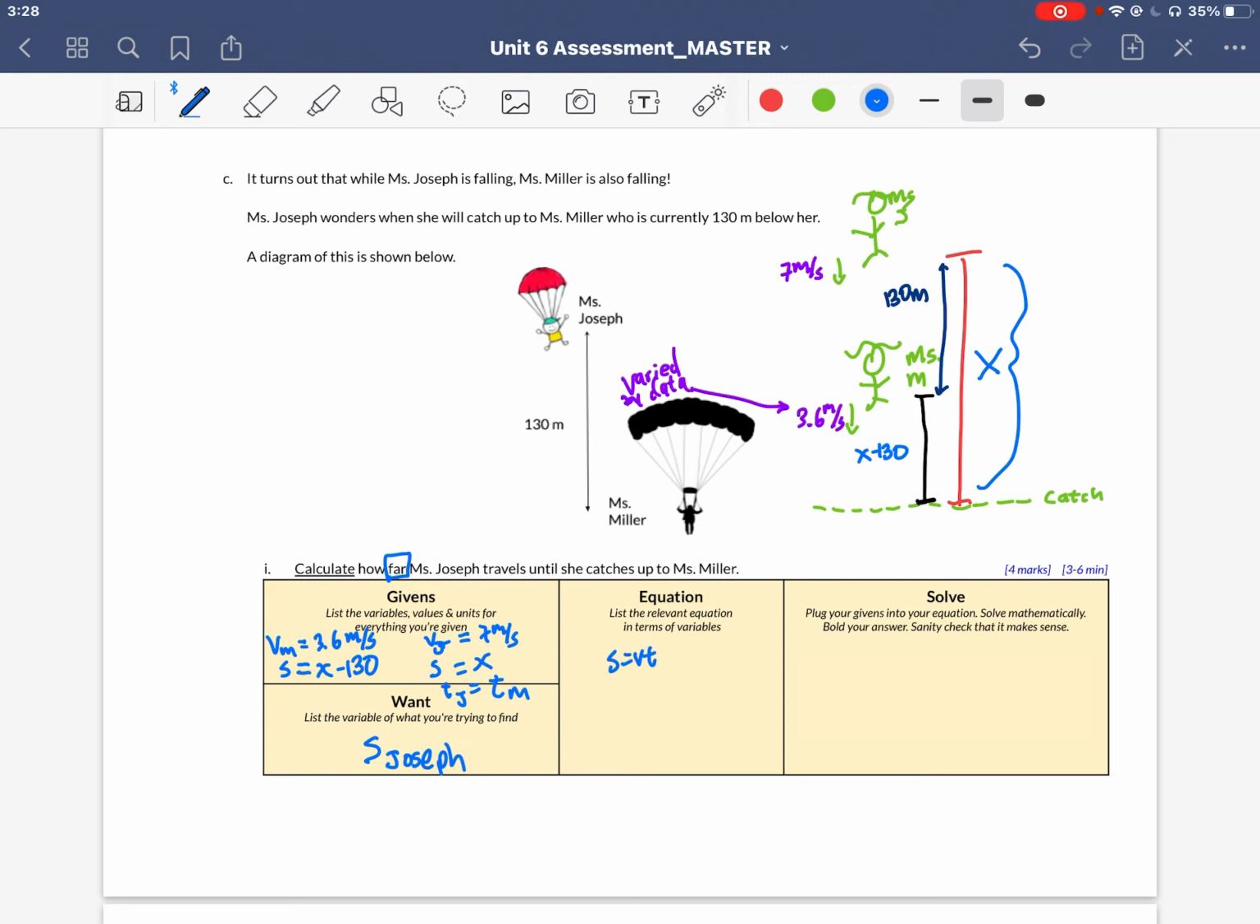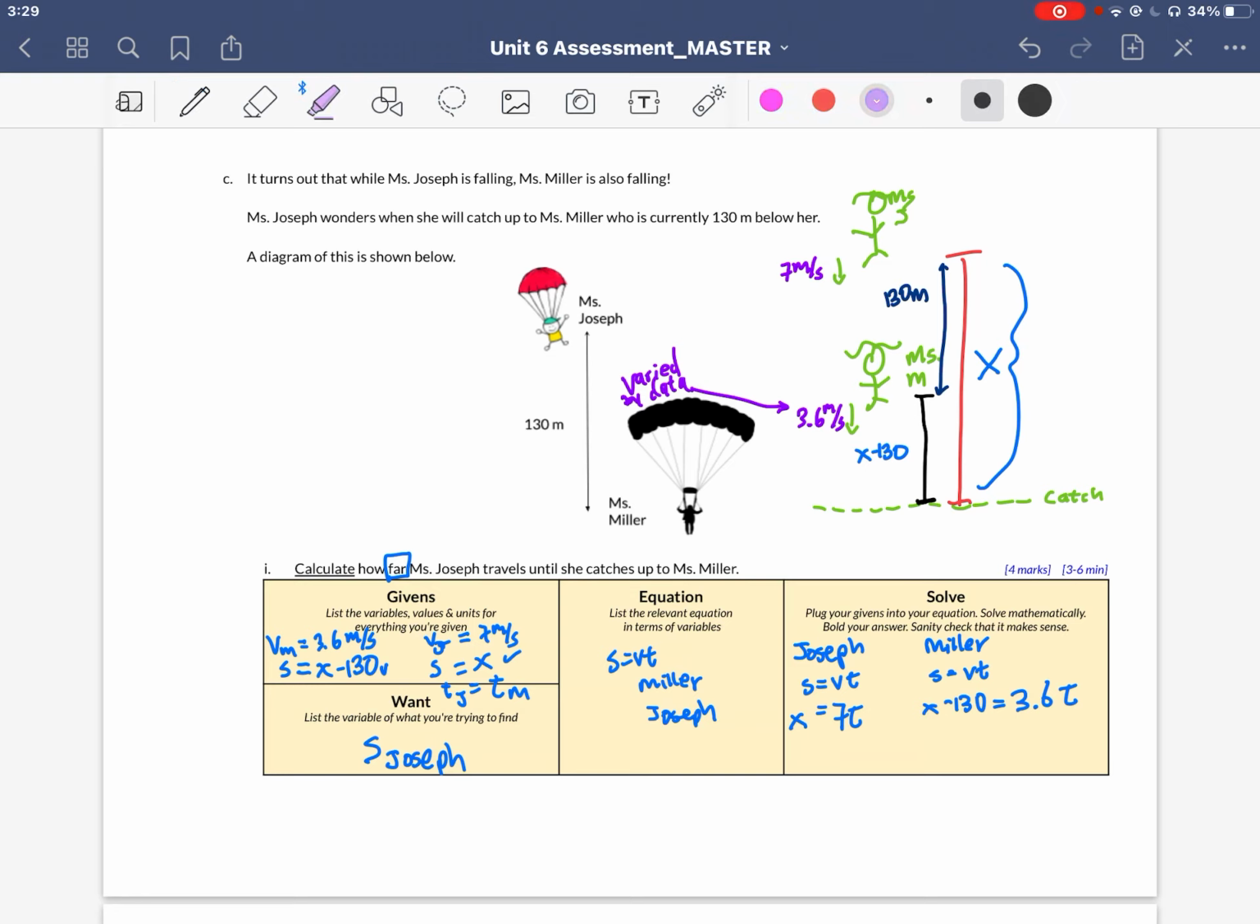S equals vt. We're going to need to use this equation twice, both for Miller and for Joseph. All right, so let's start with Joseph. S equals vt. Well, I just said that S was x, I said that right here, equals 7 times time. And Miller, again, S equals vt. I just said that her S was x minus 130 equals her velocity times time.